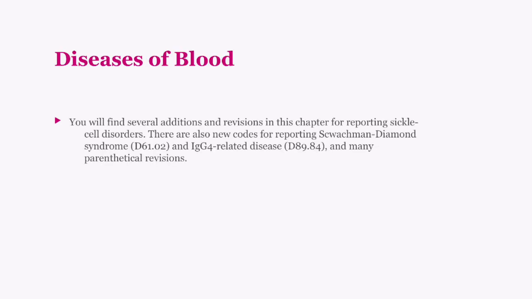Diseases of blood. You will find several additions and revisions in this chapter for reporting sickle cell disorders. There are also new codes for reporting Shwachman-Diamond syndrome, D61.02, and IgG4-related disease, D89.84, and many parenthetical revisions.